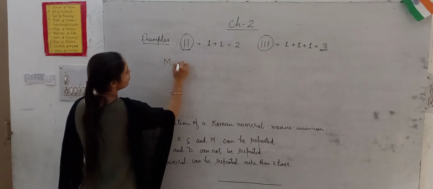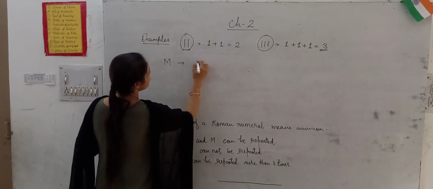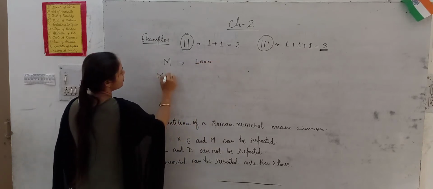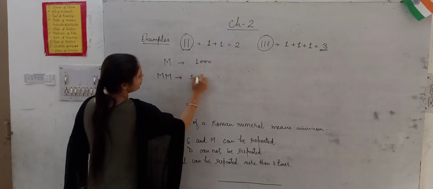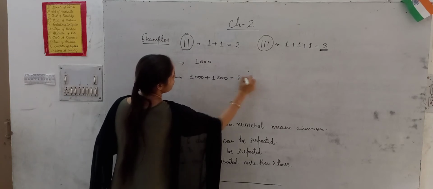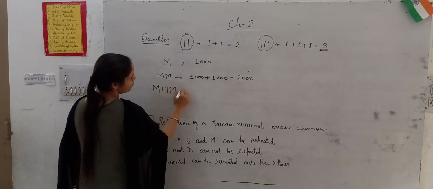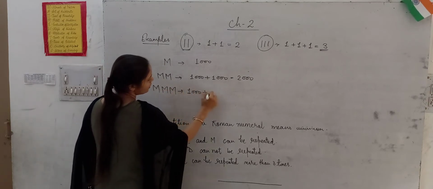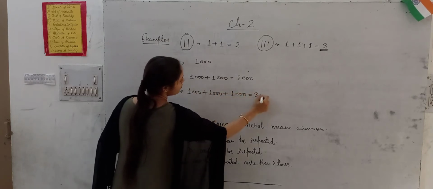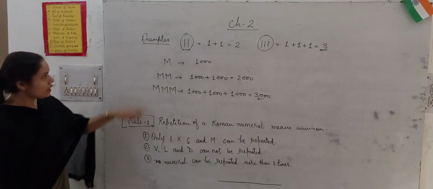If we write only M, it means 1000. Double M means 1000 plus 1000 makes 2000, and if we repeat M three times, it means 1000 plus 1000 plus 1000, which is 3000. Clear? Now point number 1 is clear with the examples.